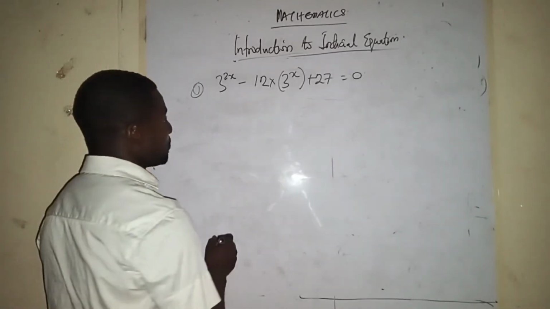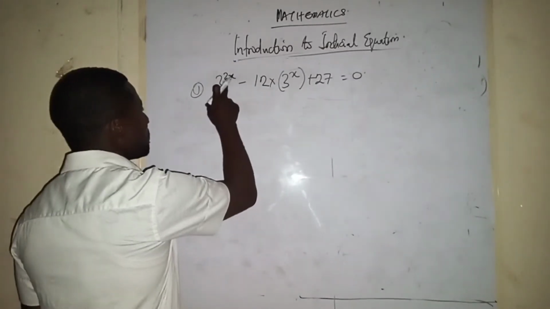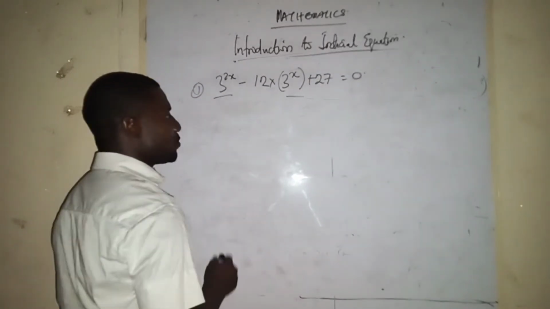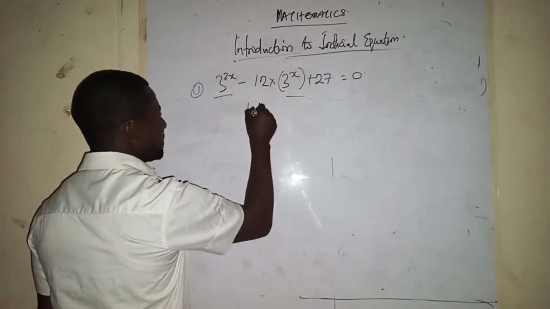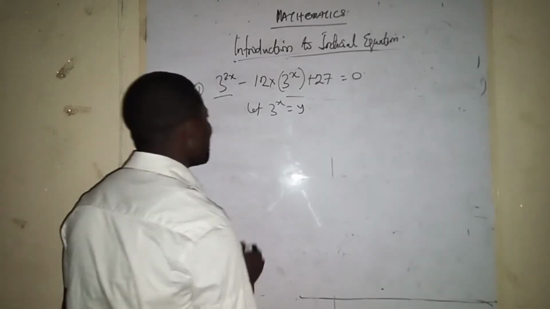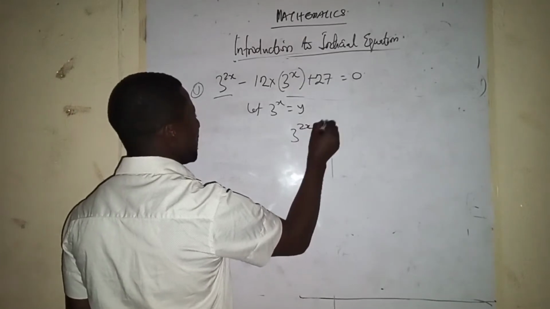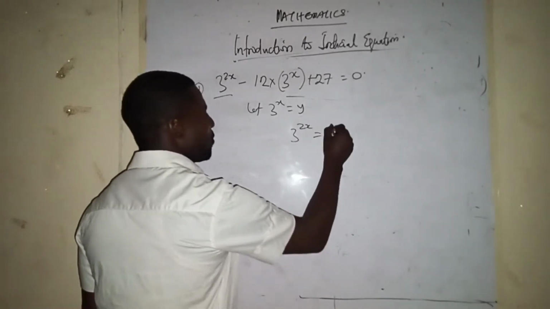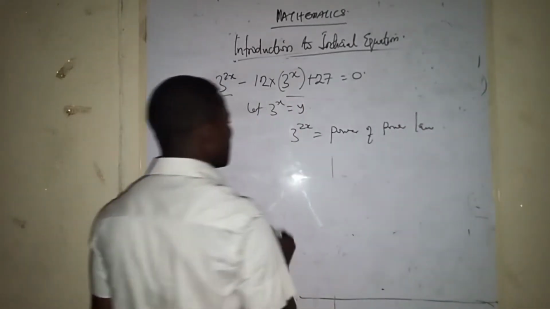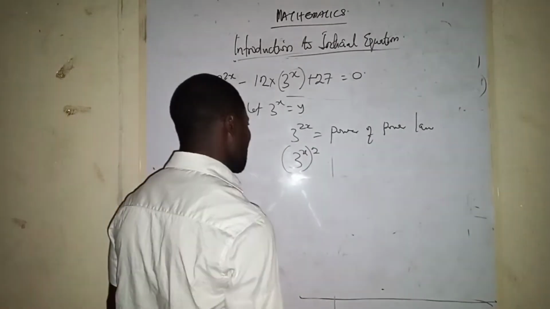Okay? Now let's proceed. In this case, you have 3 raised to power x here. Here you have 3 raised to power 2x. So let's make these two similar so that we can equate it. So we say let 3 raised to power x is equal to what? y. Let's convert this. This one here is 3 raised to power 2x. We can turn it using the power of power law. This can still be written as 3^x raised to power 2. They are still the same thing.